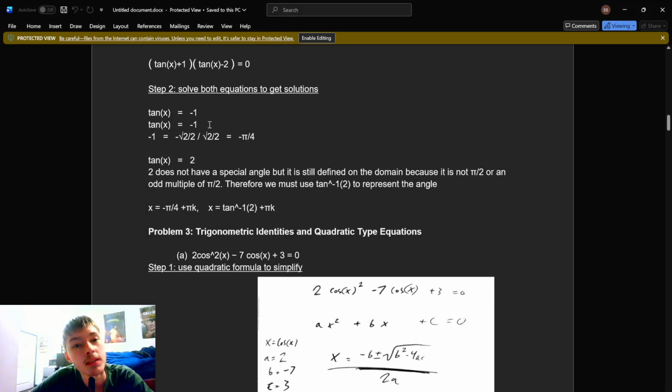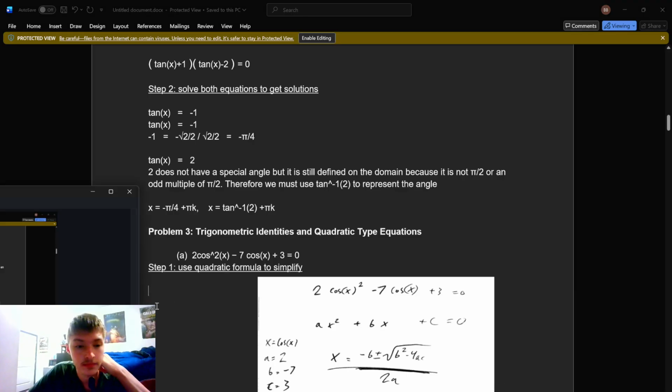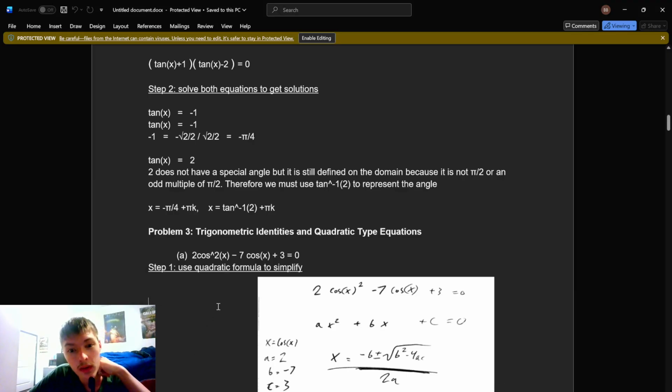The first possible solution is tan equals -1, which can only happen if it's square root 2 over 2, and one of them is negative, which is negative pi over 4. It can only be on the right side of the unit circle, so that's why.